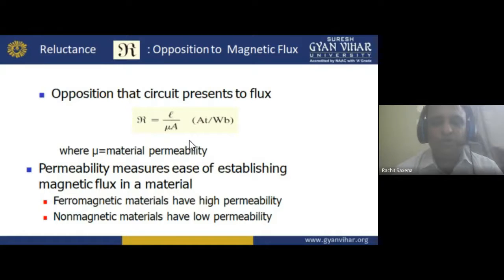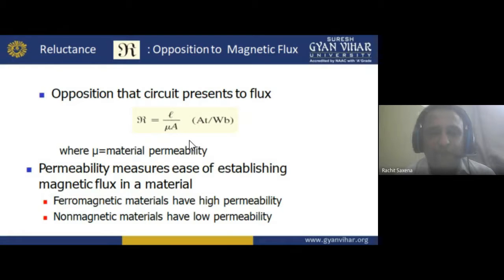What is permeability? It basically measures the ease of establishing magnetic flux in a material. How much we can generate, create, induce, or produce a magnetic flux in that material, that basically tells you about the permeability. So permeability measures ease of establishing magnetic flux in a material.